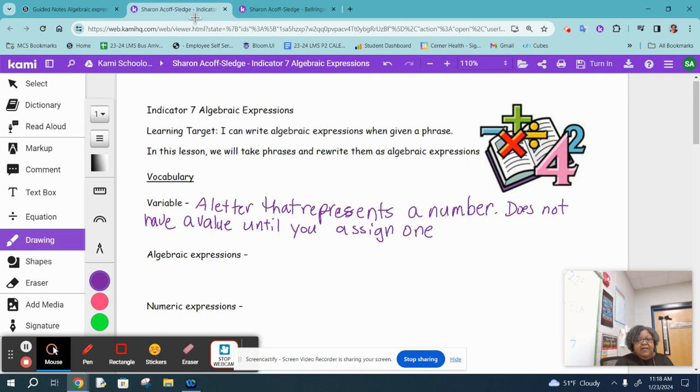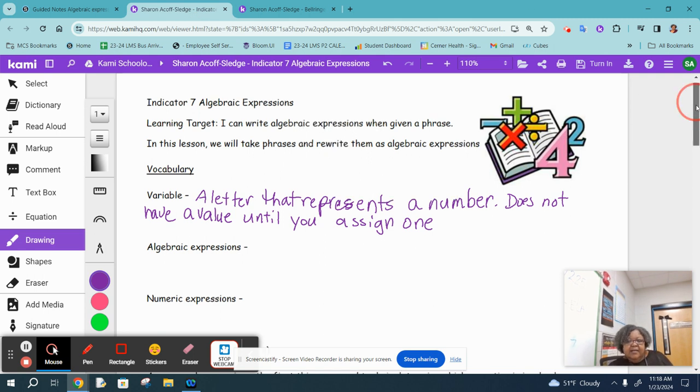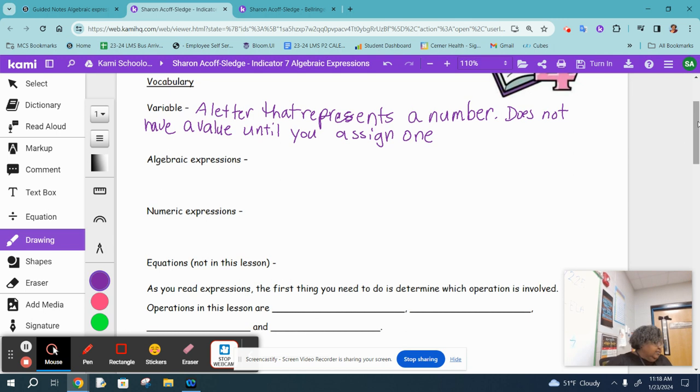Now, we did numeric expressions the other day. A numeric expression contains numbers and operations. Let's do that one first, and then I'll go back to algebraic. Contains numbers and operations. Operations: plus, minus, divide, multiply. An example of a numeric expression would be 3 plus 5.